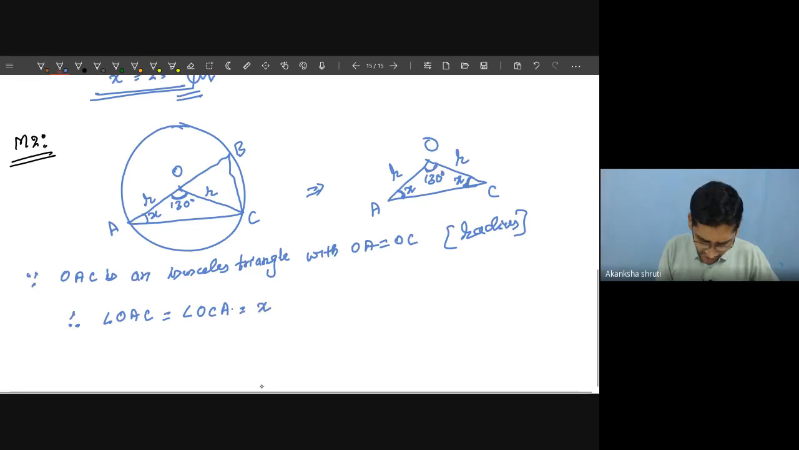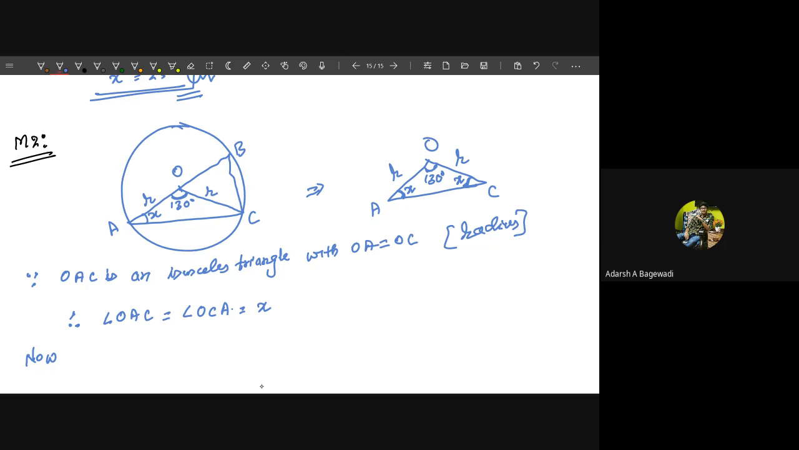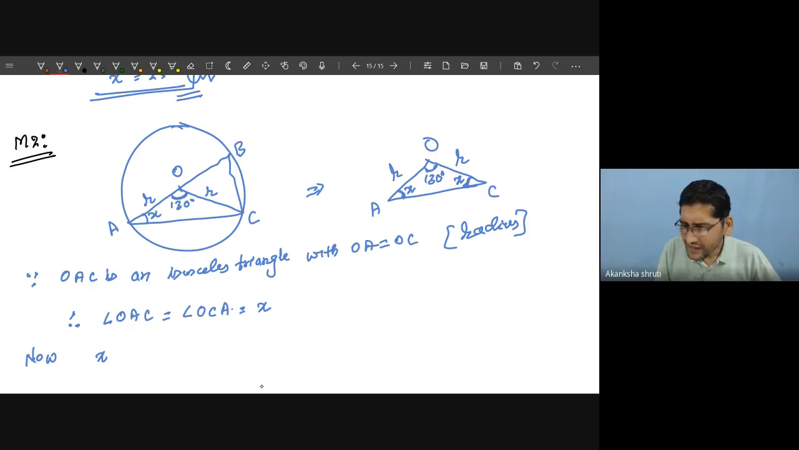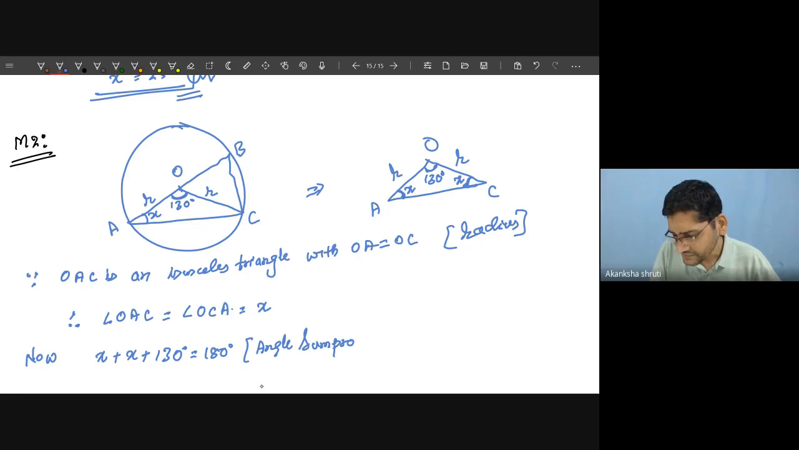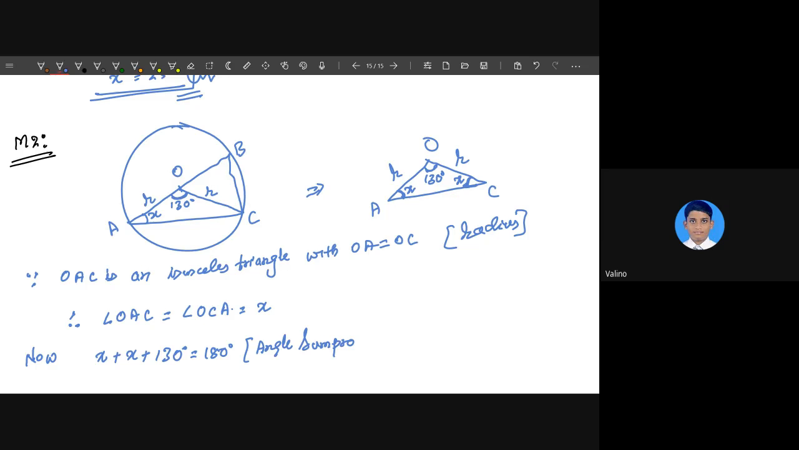Now by angle sum property in this triangle, what can we write? x plus x plus 130 is equal to 180 degree. So 2x plus 130 is equal to 180 degree. This is your 2x is equal to 50 degree. Very good. X is equal to 25 degree.